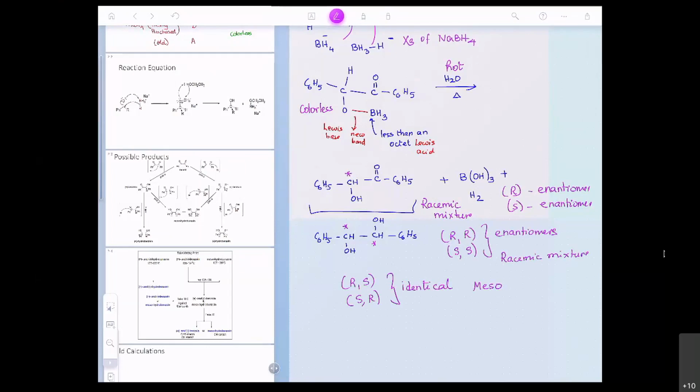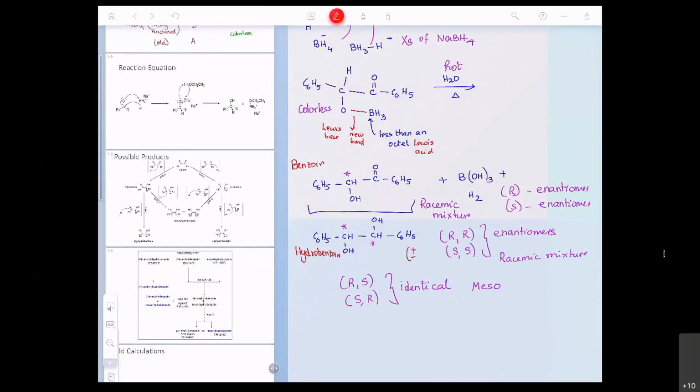Now the partial reduction is called benzoin. The full reduction is called hydrobenzoin. So this is the hydrobenzoin. The RR and SS is called the plus-minus. That's a racemic hydrobenzoin. This is called a meso-hydrobenzoin. So it's kind of an interesting reaction. Students will find out whether they got benzoin or the racemic hydrobenzoin or the meso-hydrobenzoin.